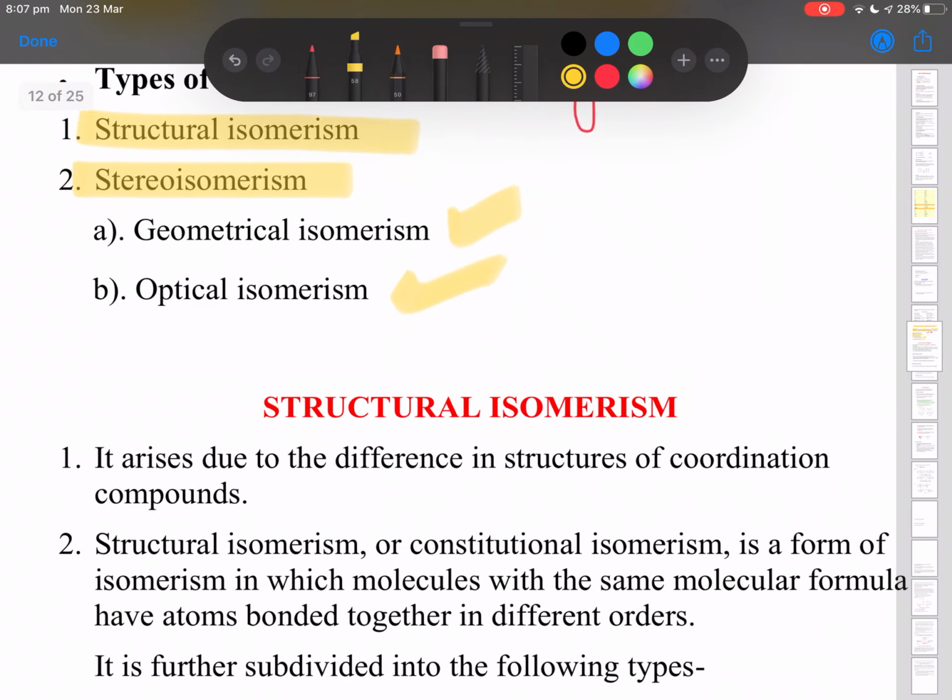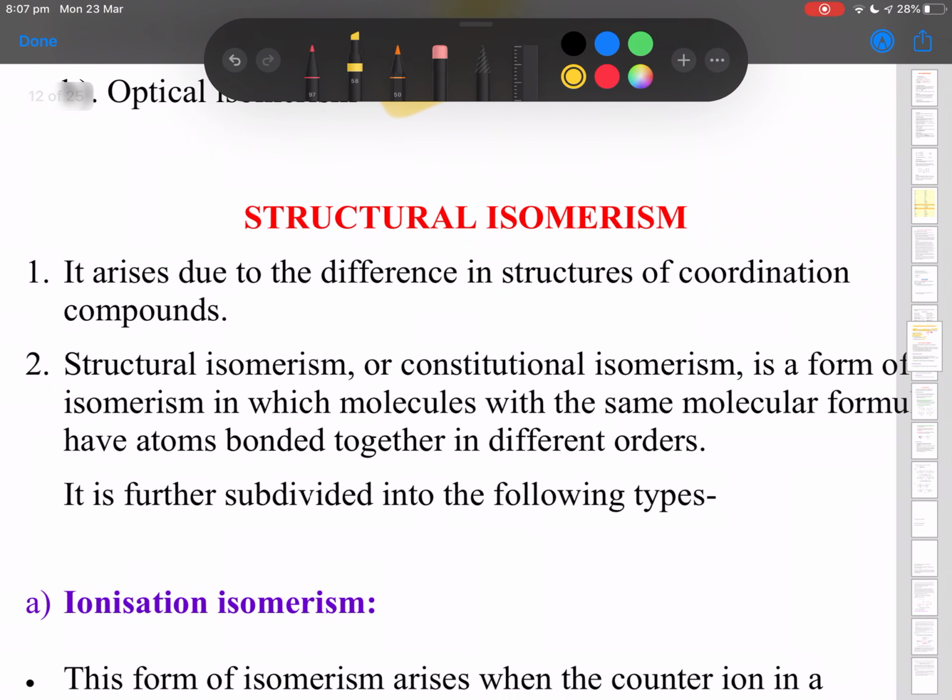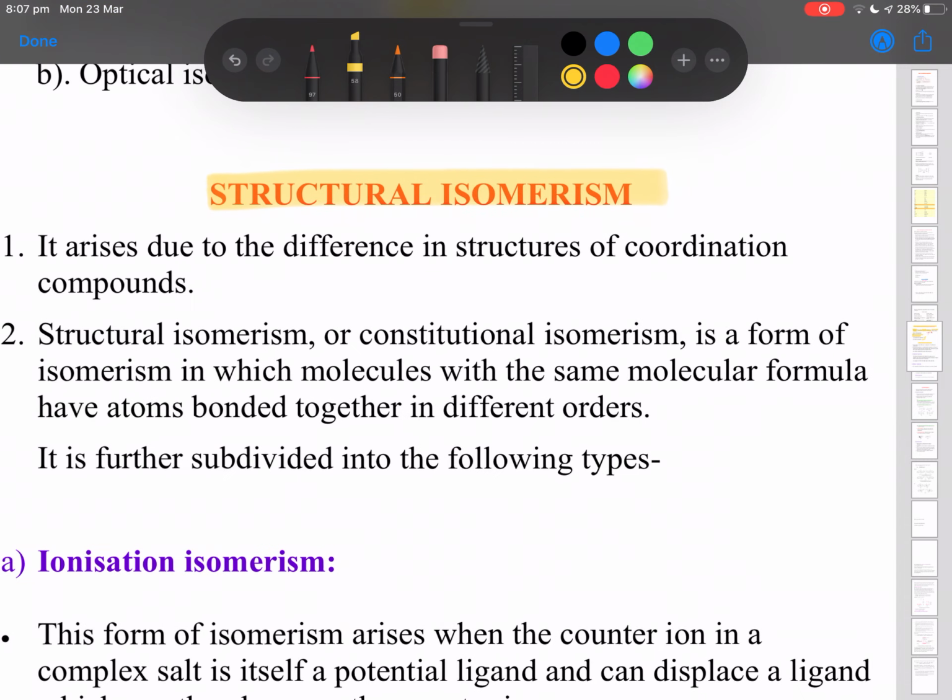Fine, let us understand about structural isomerism. As the word itself suggests, there is a difference in their structures. These isomers differ in their structures, but they have the same molecular formula. And why is there a difference in their structures, or structurally they are very much different from each other? It is because of the different arrangement of ligands around the metal atom. So the points to be highlighted: they differ in their structures although they have the same molecular formula, and that is because atoms align in different orders.